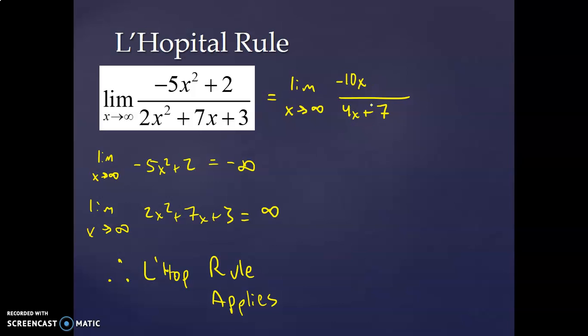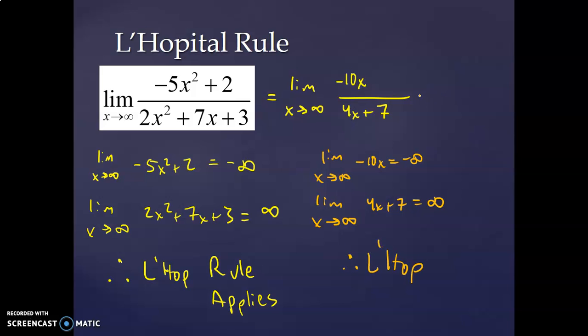When I plug in infinities, I still have infinity over infinity. So I would have to do another level. So I'm going to switch colors. Let's go to orange. Limit as x approaches infinity of negative 10x is negative infinity. Limit as x approaches infinity of 4x plus 7 is positive infinity. Since they're both infinity, we can use LHOP again.